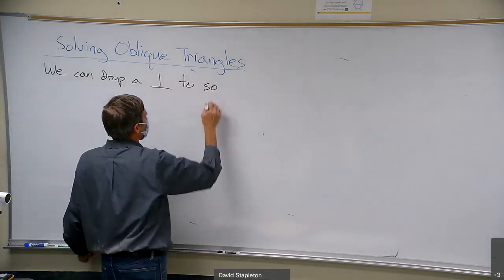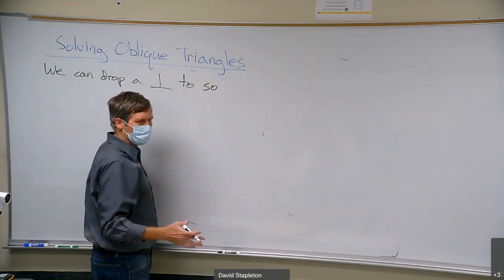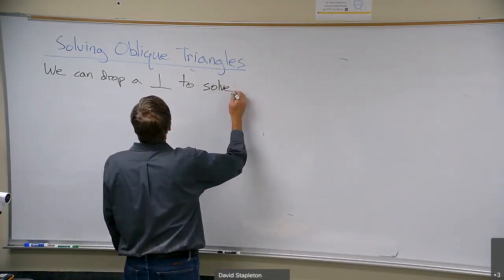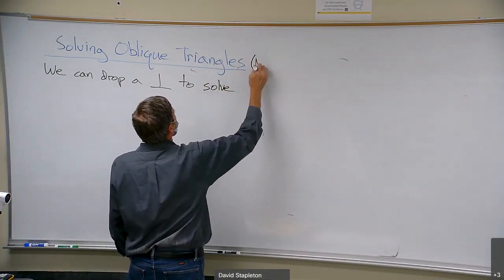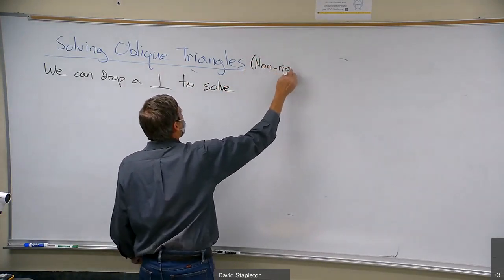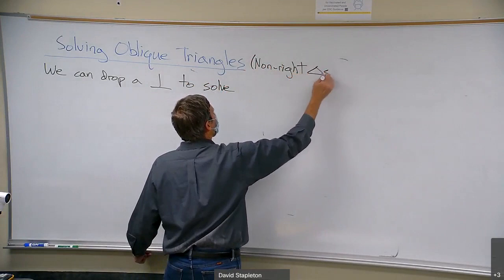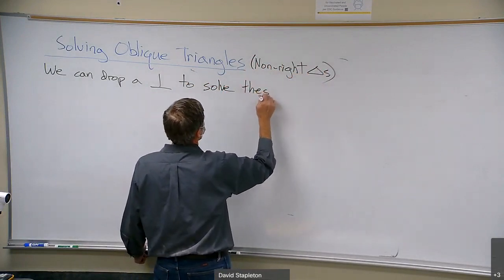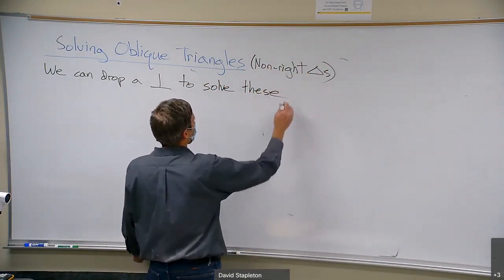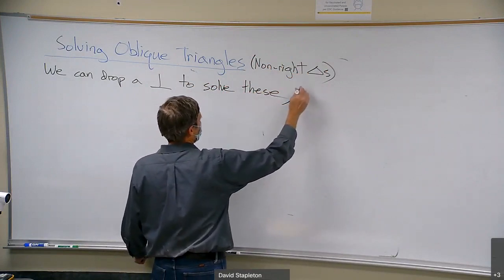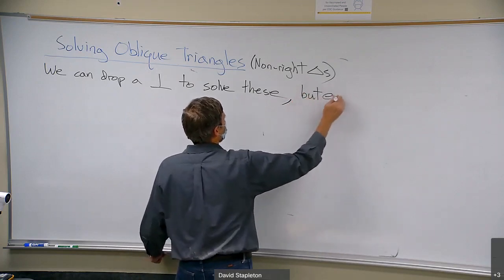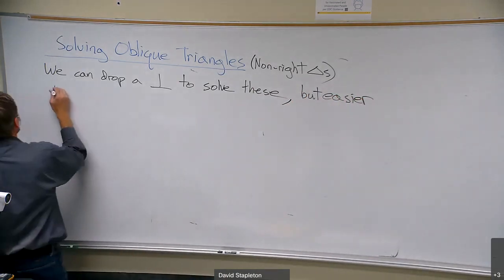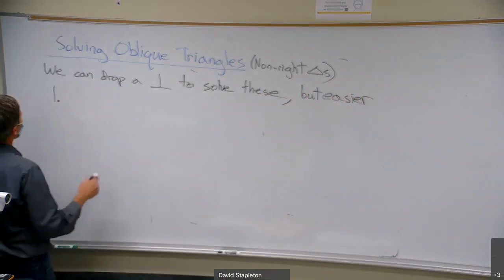To solve these, remember an oblique triangle is any triangle that doesn't have a right angle in it, so it's non-right triangles. We can drop a perpendicular to solve these, but that's hard. That tends to give us multiple equations and multiple unknowns, but it's easier and faster for oblique triangles. We use one of two methods. I'll just review these because it's been a little bit.